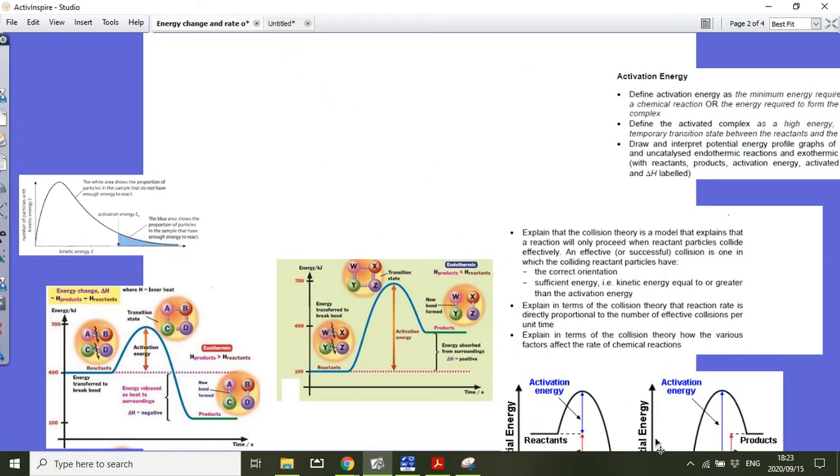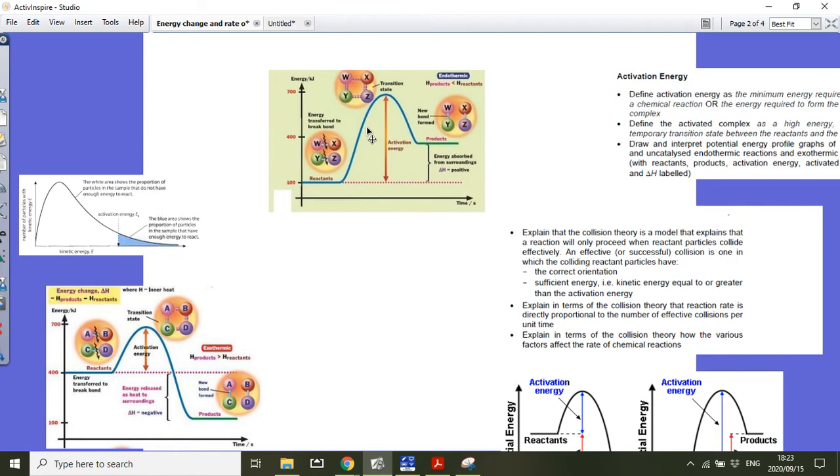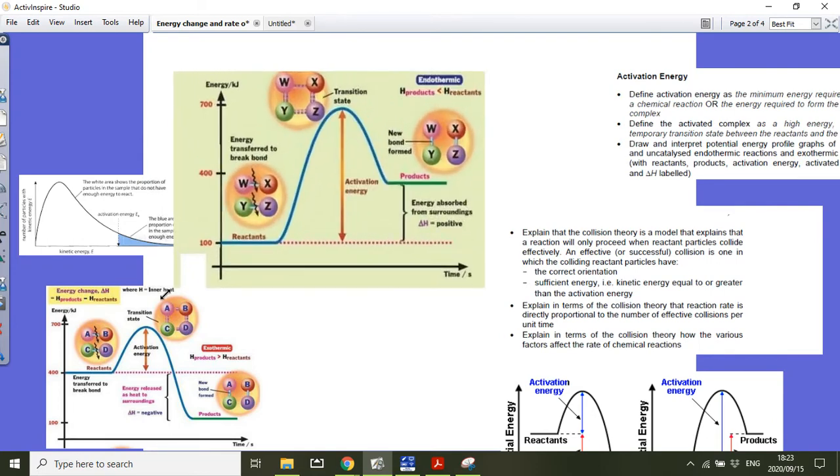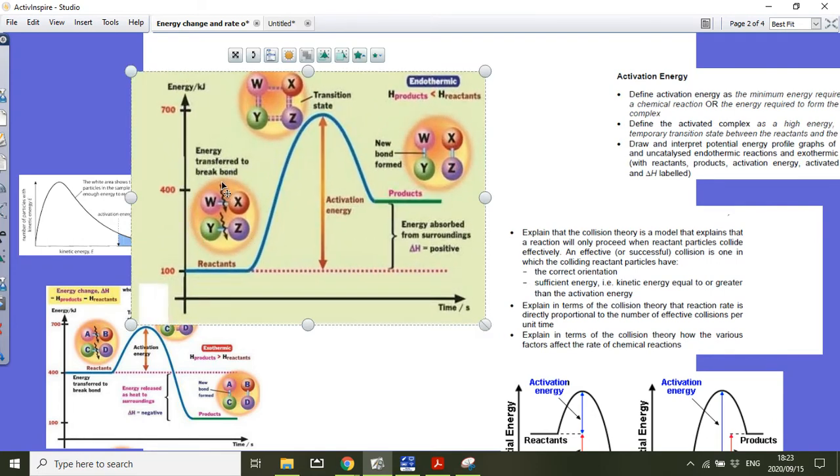So I have these nice ones as well. Just remember, it's not time. So if it's an endothermic reaction, again, the bonds were broken. All this energy was given in, and that's called the activation energy. It's abbreviated as EA. I get this transition state that we call the activated complex at the top.